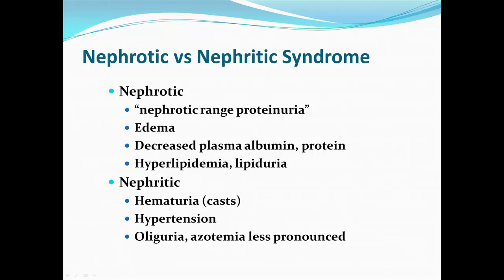But what I really want you to be able to do is see the similarities but also the differences in nephrotic versus nephritic syndrome. I would focus on the level of protein, presence of hematuria, the casts in the urine, as well as the manifestations of the lipids as well as the azotemia, because they are different in these.